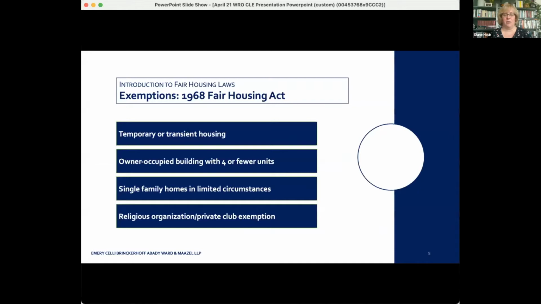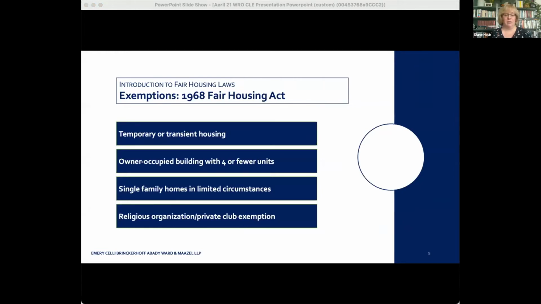But the rest of today, we're going to focus primarily on the Federal Fair Housing Act, which was enacted in 1968, and the New York State law. There are exemptions with all of these laws. So while you start with the dwelling, you then have to think about what might the exemptions be.